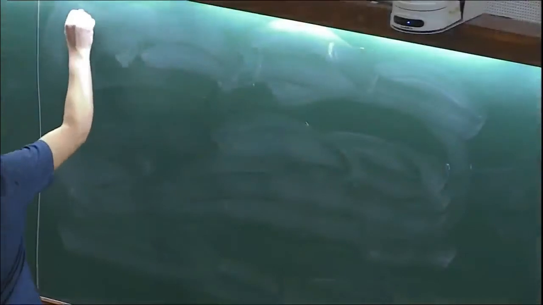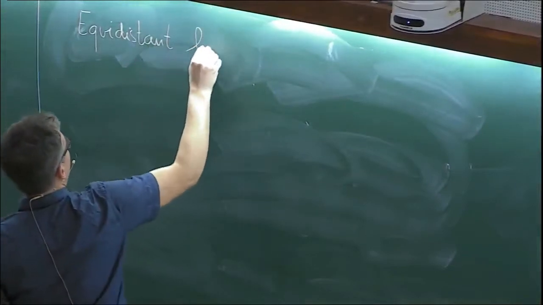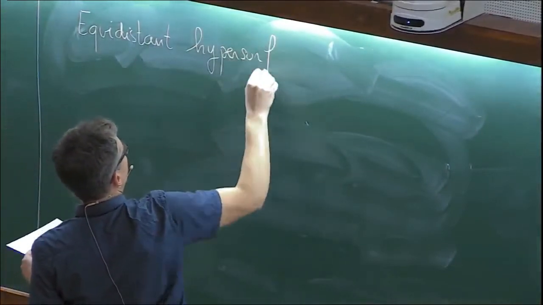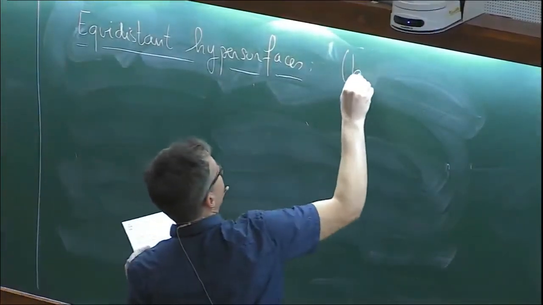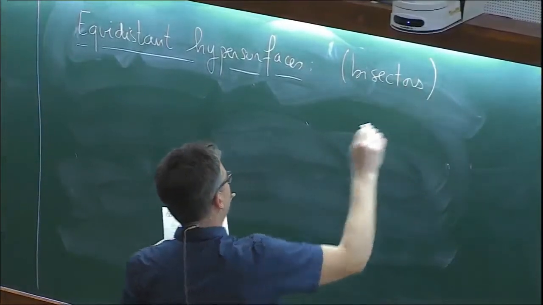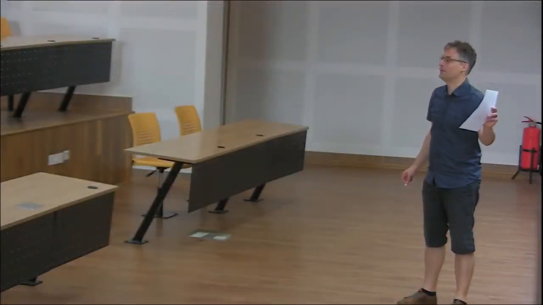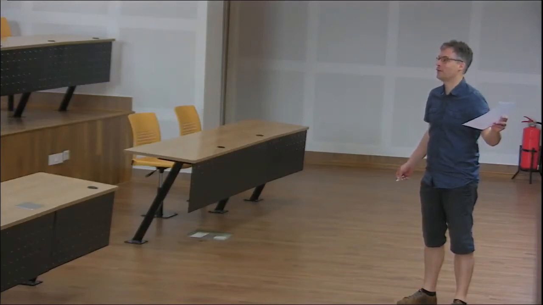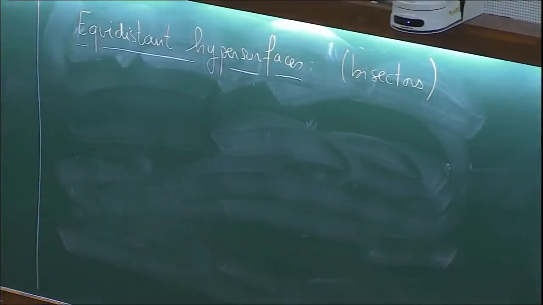Equidistant hypersurfaces. They're also called bisectors. If we take 2 points inside H2C, okay, I'm going to start drawing in 4D. As long as the blackboard could be, it cannot help me much for that. So I will draw some kind of potatoes, which are complex lines. You will see. But if at any time you're confused by my drawings, please complain.